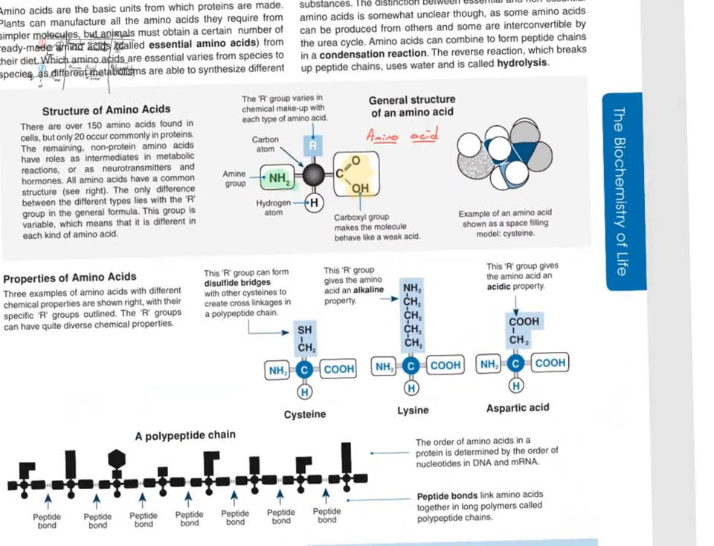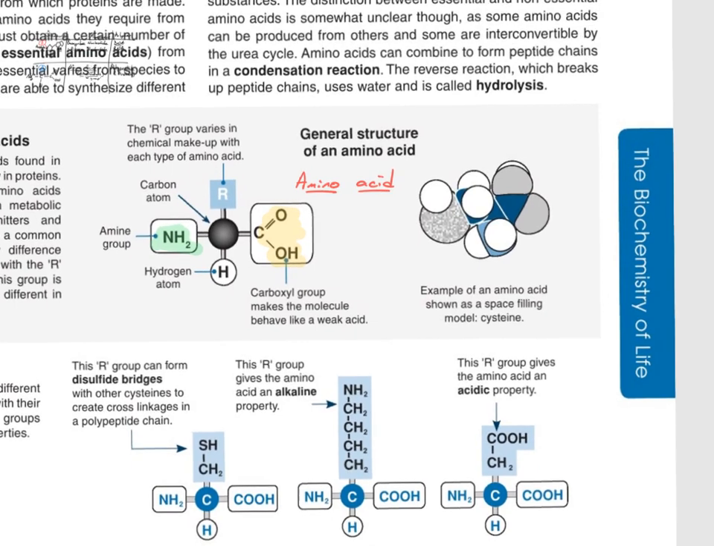So this is what it looks like again. I just drew it, but there it is: the carboxyl group, the hydrogen, the R group, the amine group. It looks like this in a space filling model. Do you see why we draw it this way? I don't know about you, but I like this better. I can think about it better. I can identify different components better.